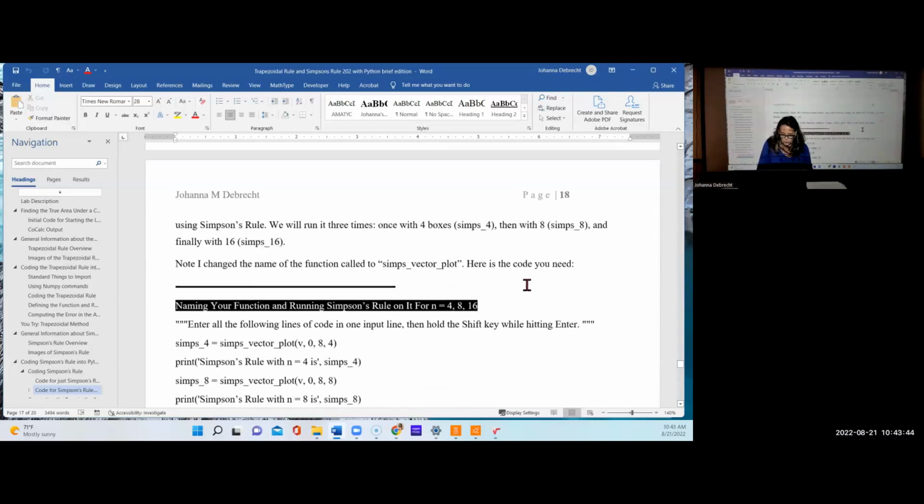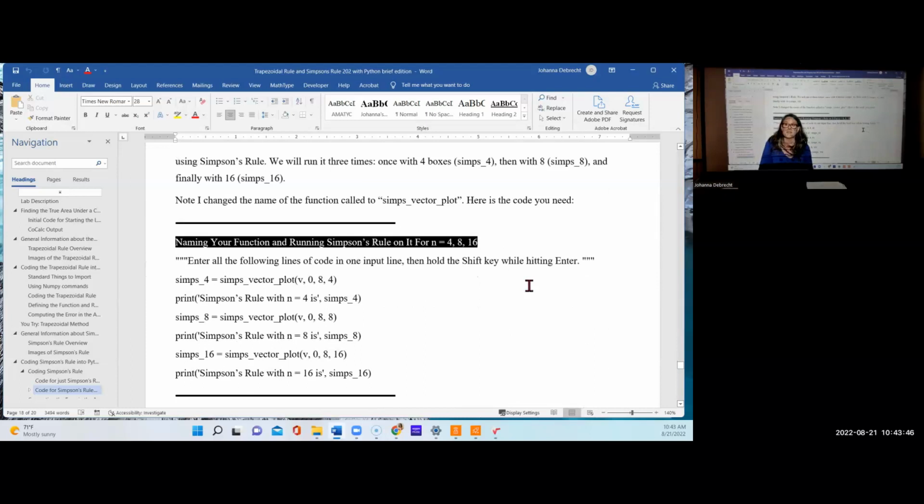And we're going to run it 3 times, one with 4 boxes. So we'll just have 2 parabolic tops, one for the first pair, one for the second pair, 4 subintervals or 8 subintervals, so 4 parabolic tops, and then 16 subintervals, so 8 parabolic tops. So we're going to call it up 3 different times for 4, 8, and 16 again.